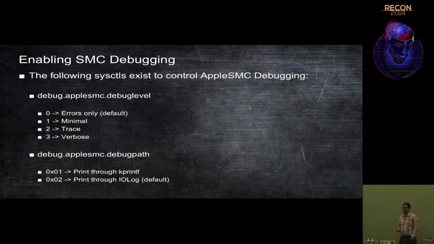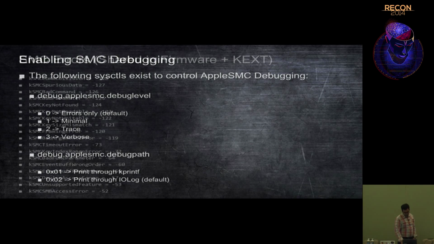The tool called SMC tool will also let you read and write the different keys. In the new Apple SMC, there are also some sysctls you can set. One of them is called debug.applesmc.debug_level. The other one's called debug_path. With this, you can get the Apple SMC driver to print out to the console anytime there's an SMC interrupt, anytime someone reads an SMC key, anytime someone writes an SMC key. So you can use it as profiling to make sure people are not setting weird keys, or just use it to see when certain keys are being read or written.